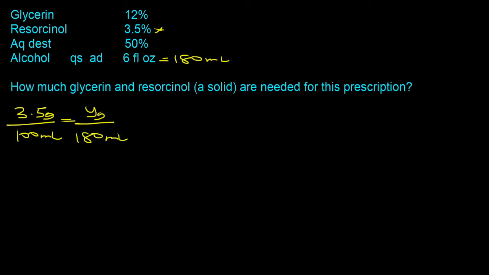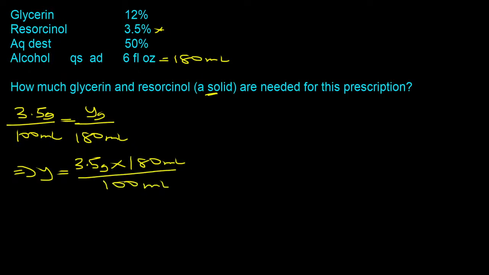The way we know it's grams is because it says it's a solid, so that's the unit that goes with it. So we can solve for y, our unknown, and y is going to be equal to 3.5 grams times 180 milliliters divided by 100 milliliters, and that will give us 6.3 grams. All right, so these are some really good questions. We have a couple more to go and then we are done.